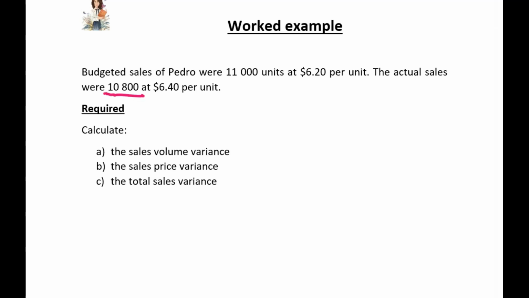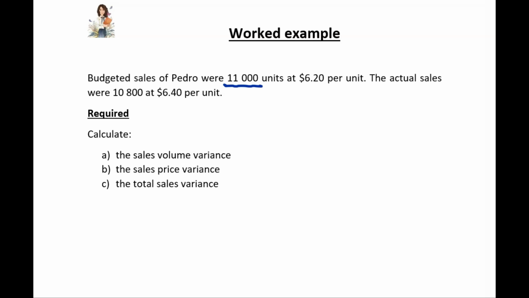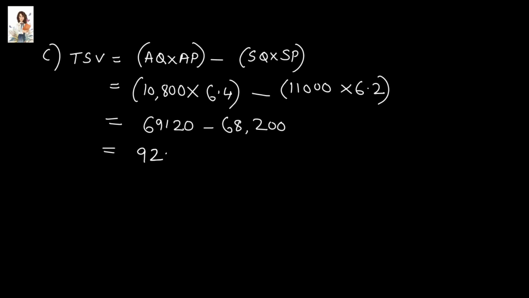The formula for total sales variance is AQ multiplied by AP minus SQ multiplied by SP. Actual quantity is 10,800 units and actual price is $6.4 per unit. So we'll write 10,800 into 6.4 minus the standard quantity into standard price. Standard quantity is 11,000 units and standard price is $6.2 per unit. So this becomes 11,000 multiplied by 6.2. On solving this further, we get 69,120 minus 68,200, which is $920.